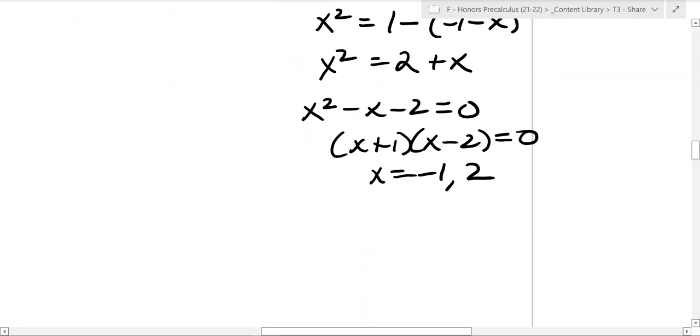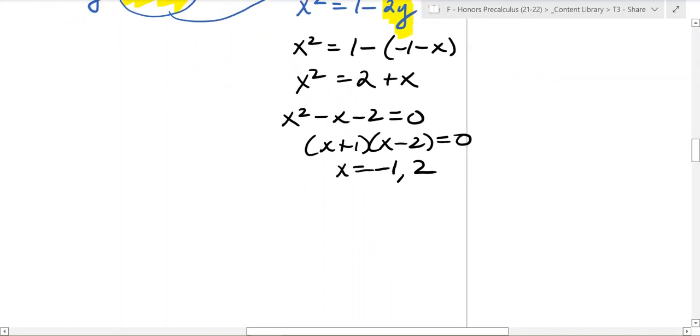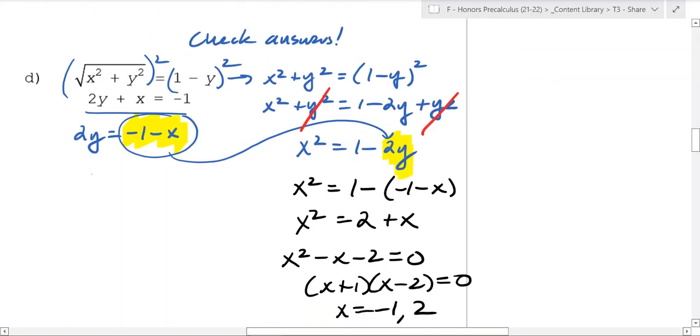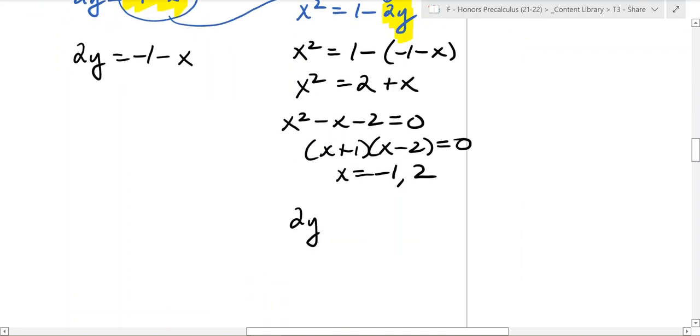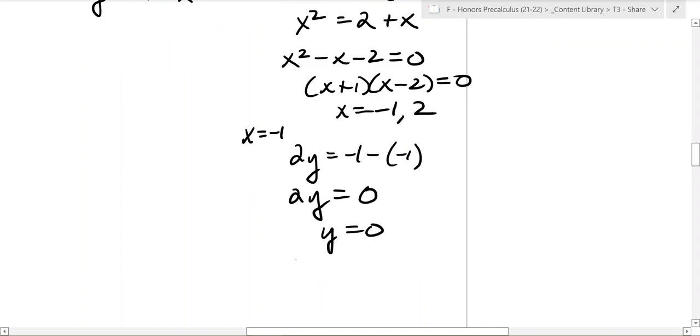So let's solve for the y values now. We know that 2y is equal to negative 1 minus x. So when x is equal to negative 1, 2y is equal to negative 1 minus negative 1, like this. So 2y is equal to 0. So y is equal to 0. So our first answer is negative 1, 0. There's one of them.